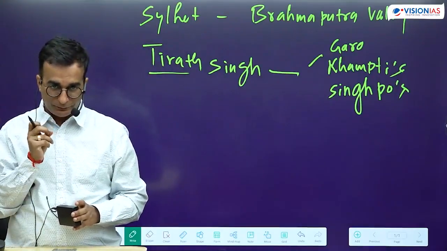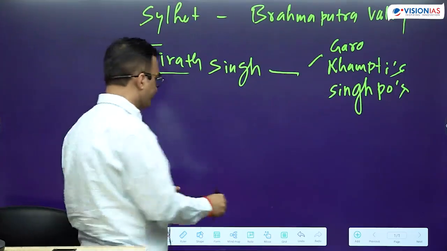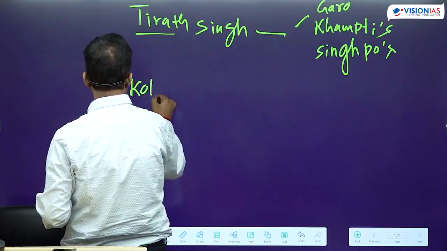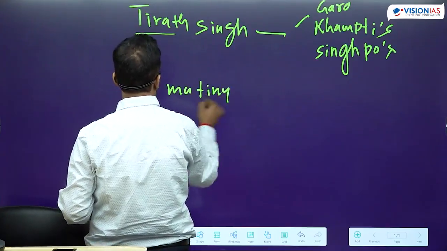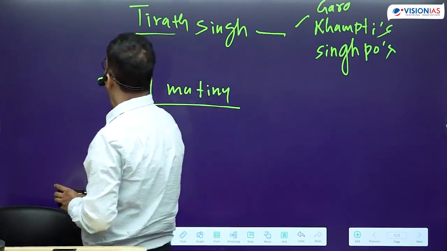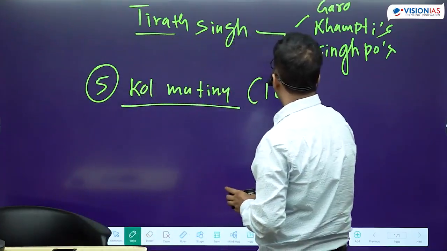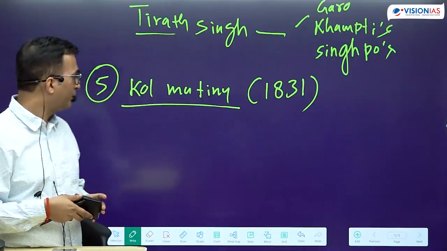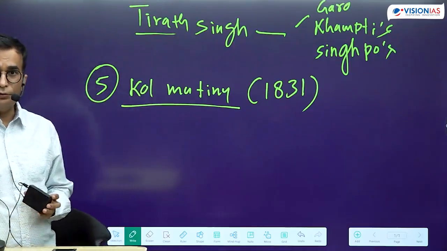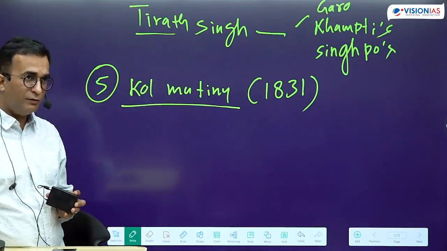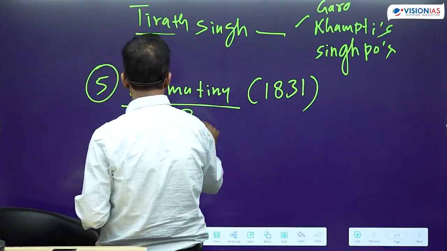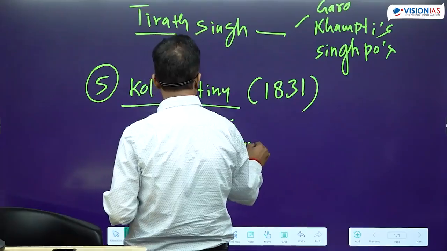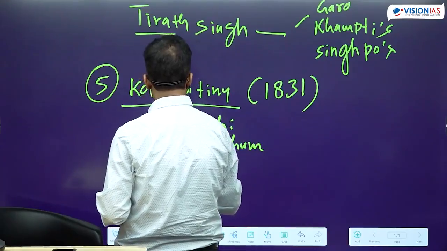Then next you write Kol mutiny. What's the number? 5. So Kol mutiny is 1831. Now understand that Kols are the tribal people of Jharkhand. But which area of Jharkhand? So it includes the area of Ranchi, Singhbhum, Hazaribagh and Palamu.